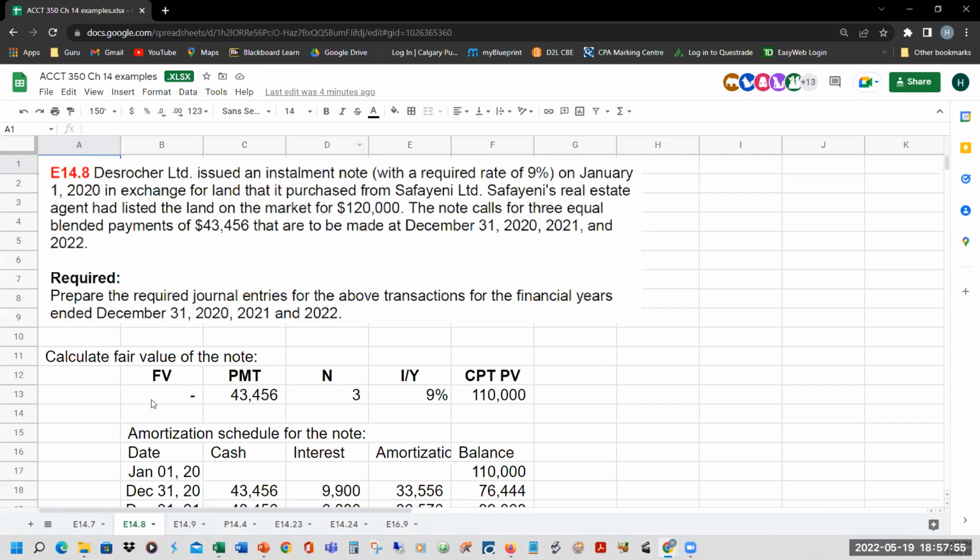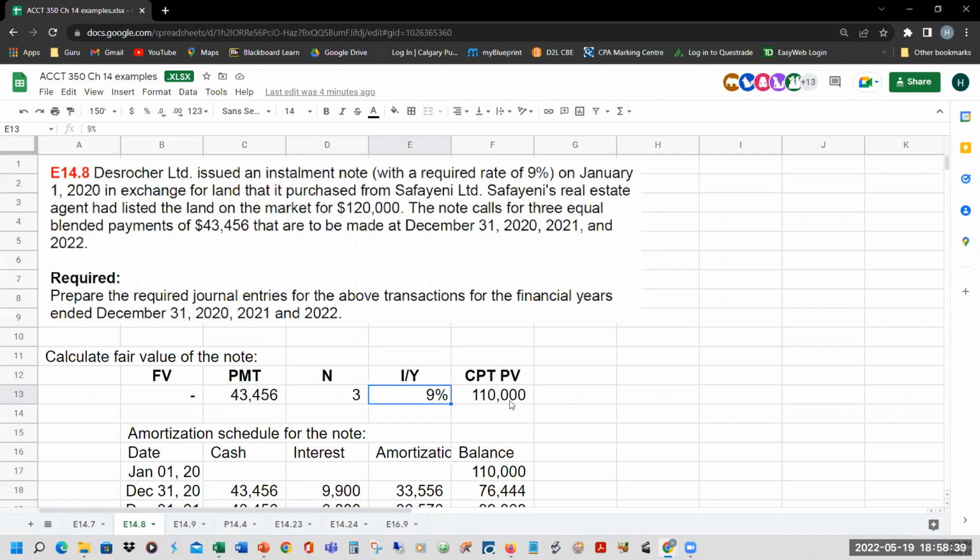Now here, after paying the three payments of $43,456, DeRocher is not going to pay anything more. So there is no face value. This FV stands for how much will be paid at the end of the note. So in the case of DeRocher, there'll be nothing. $43,456 is what DeRocher is going to pay every year, and that payment is going to happen for three years. So there's going to be three such payments. And the discount rate we are using is 9%.